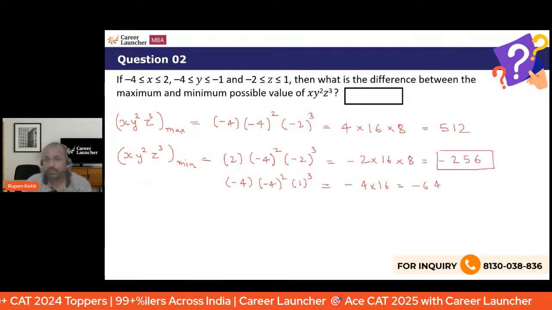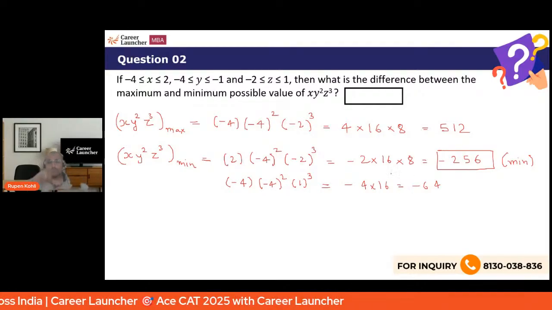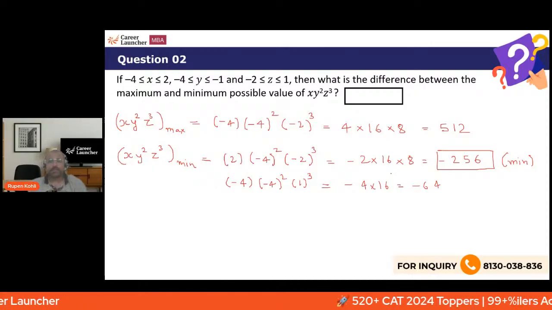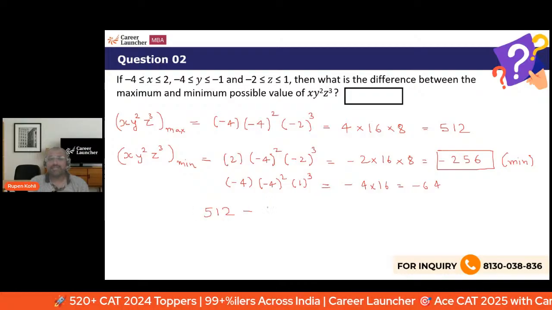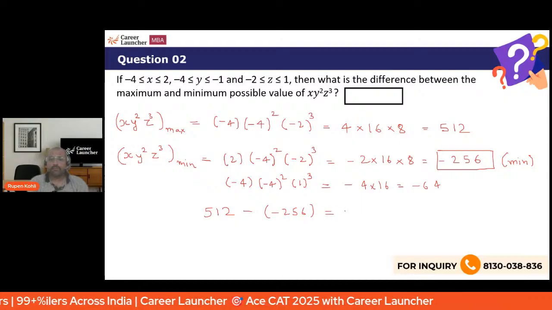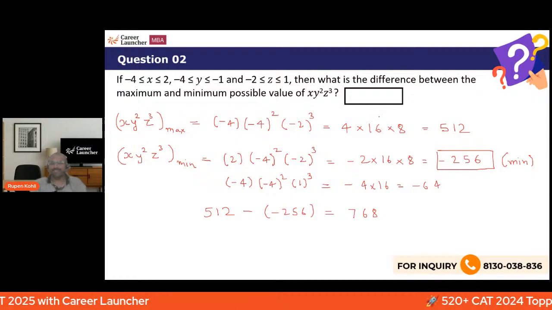This is a better outcome. This is the minimum value that we can get. So I compared both the possibilities, and whichever could have given us a better result, we chose that. So the difference that we are requiring becomes 512 minus of minus 256. We have to take the difference. So 512 plus 256, which is 768. That is the required difference.